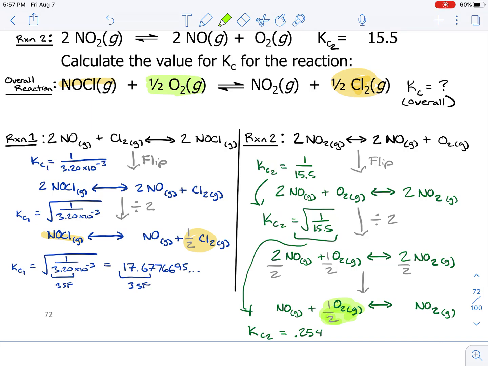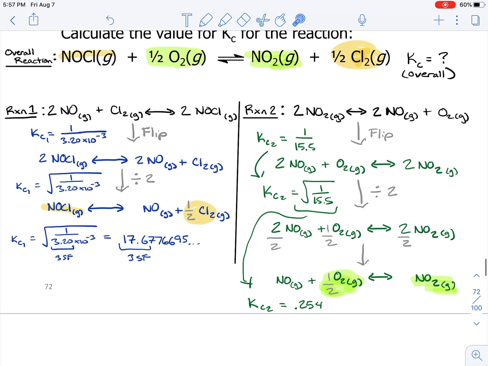And it looks like we kind of hit two birds with one stone again. Notice that NO2 is on the right side. And so this 1/2 O2 is on the left side, I apologize. And this NO2 is on the right side. Okay.